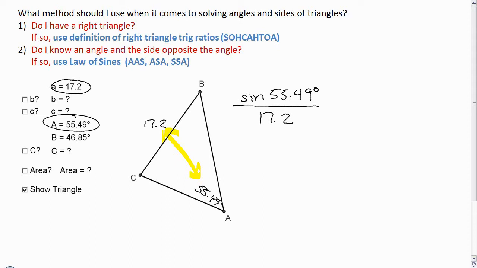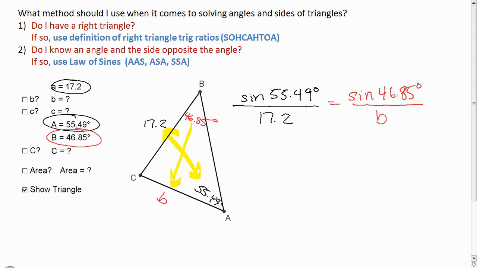In this case, I have been given a second angle, which is 46.85 degrees. Which means if I use that information, I should be able to figure out what this side is over here, which we'll call, for the sake of simplicity, because it's across from angle B, side B. And so I can write sine of 46.85 degrees is to B.